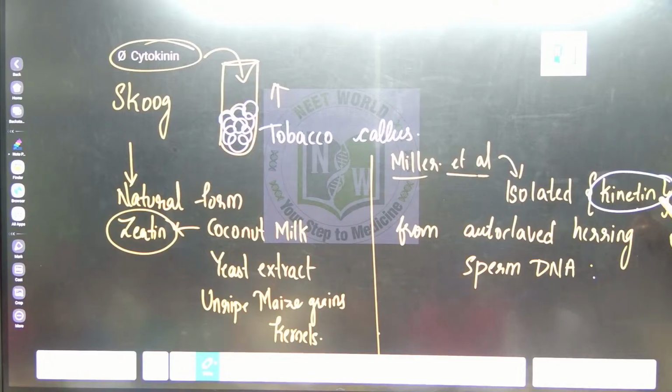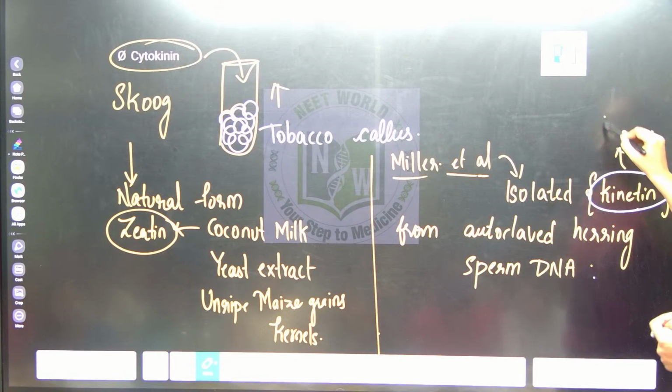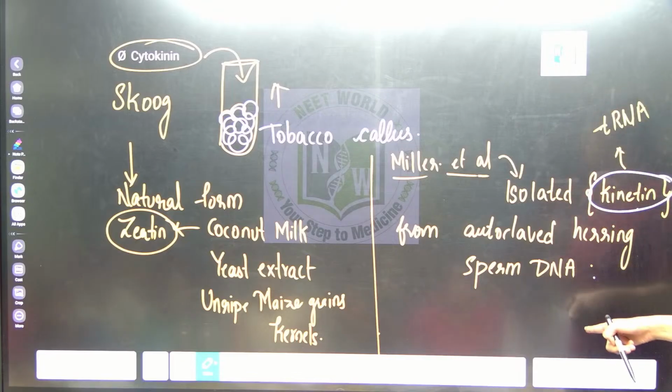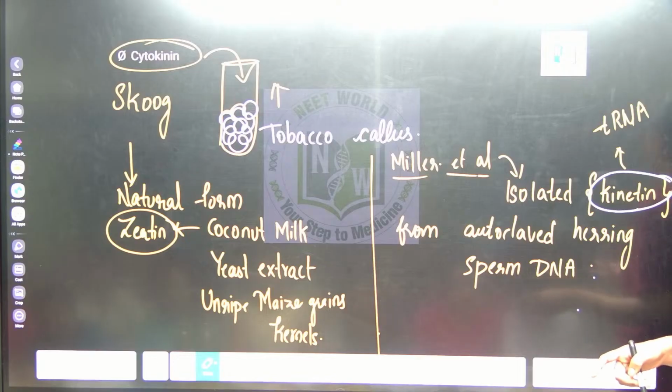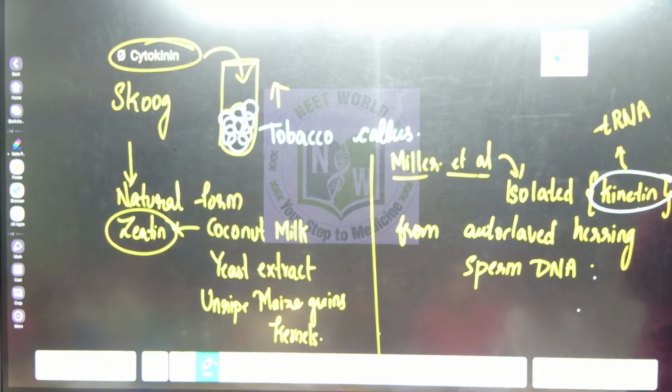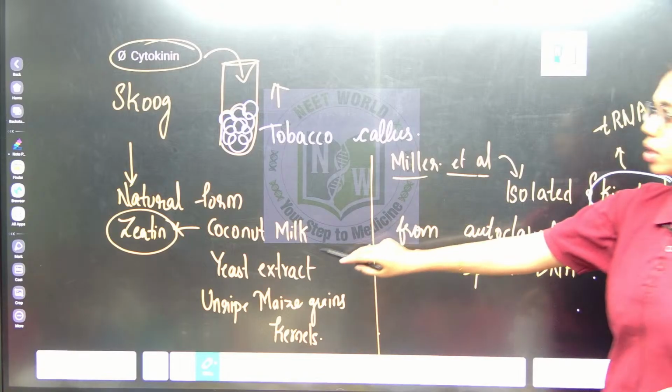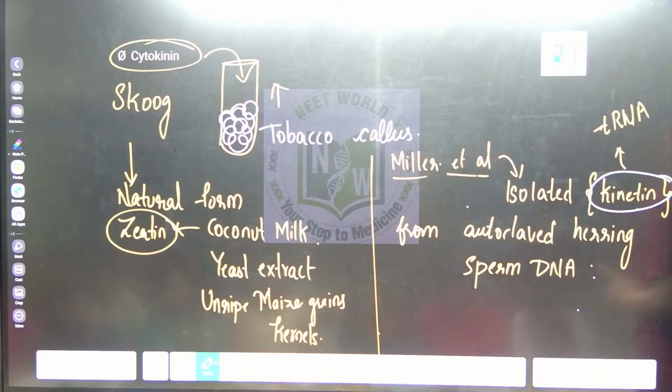You can also get kinetin from isolated form of tRNA. Why nucleotides? Because it is extracted from purine. Cytokinin is purine derivative. Yes or no? What is the precursor of auxin? Tryptophan. Derivatives? Indole derivatives. What is the precursor of cytokinin? Adenine. What derivatives? Adenine derivatives. Natural forms and artificial, please remember. Important.